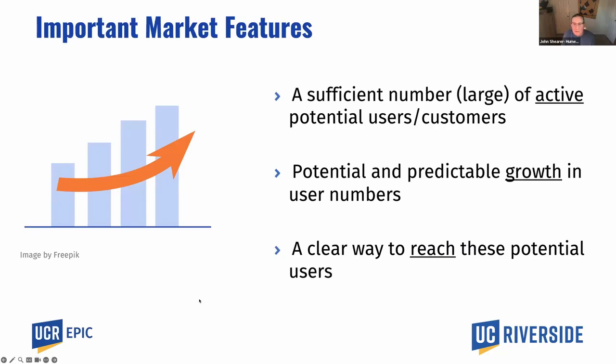The first thing you have to do is make sure that your market has a sufficient number, a large enough amount of potential users and customers. If it's not large enough, it may be that you're solving the wrong problem, or you should look for a market that's bigger or better, unless you want to be a lifestyle business, which is fine. Another thing to look for is the potential and predictable growth in users and numbers. Is it a growing market? It's rare that you want to enter a market that's collapsing.